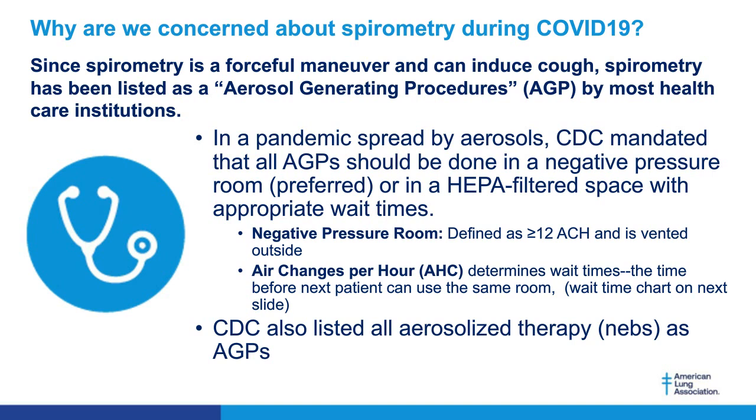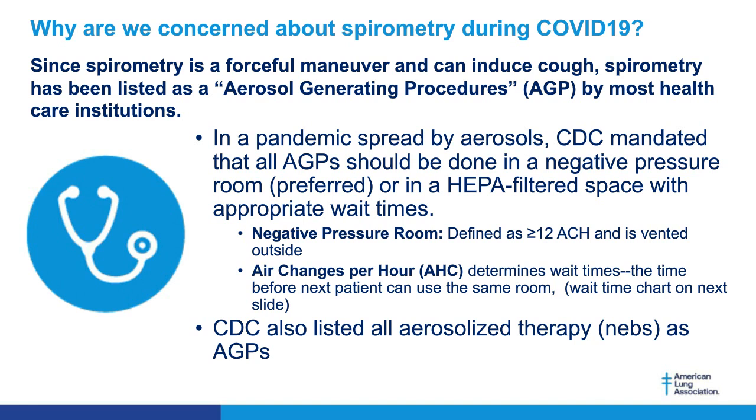What that does is that if a patient has been coughing and has been exposed to an aerosol generating procedure and there's COVID in the room, it doesn't then go out into the lobby. That's the idea. And then this next bullet point that I'd never heard of before either, air exchanges per hour, or ACH. The air exchanges per hour determines wait times. And it's really important if you have a busy lab and you want to do a lot of spirometry tests. That's the time before the next patient can enter the same room. Now, it says here on the slide that the wait time chart's on the next slide. It's actually a little later in the presentation, so we'll look at that.